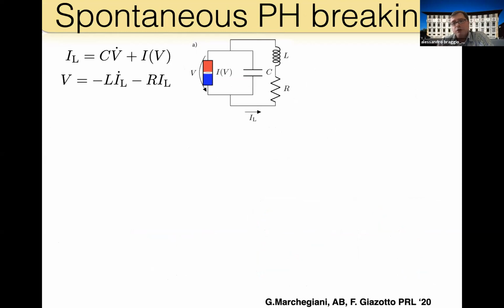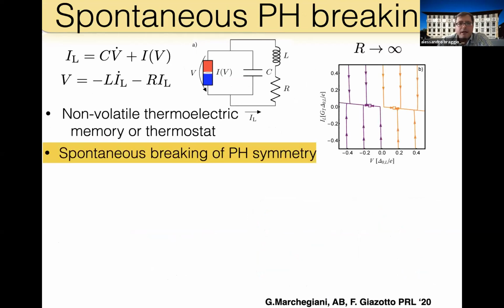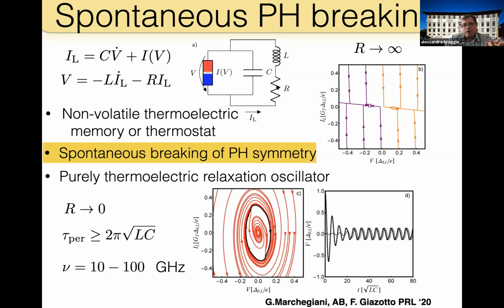Okay, maybe I want to show you, and probably I go to the conclusion, that the question would be, okay, what can you do with that? Spontaneous breaking, you can make a thermoelectric memory, because essentially the system may have two points: you drive the system to this point and stay there, or you drive the system to this point and stay there. This point is given by the bias at the junction. So this is really a non-volatile thermoelectric memory. But you can also get an oscillator, because depending on the resistance of the load, you can even get a stationary oscillator.